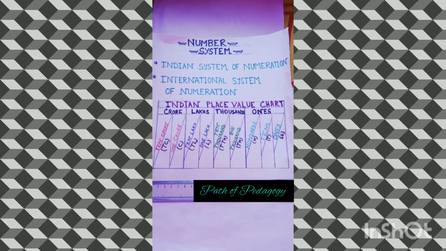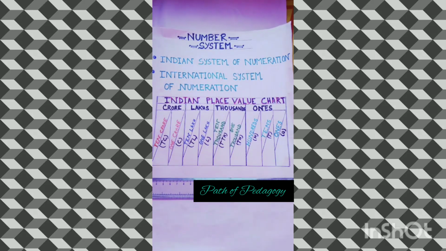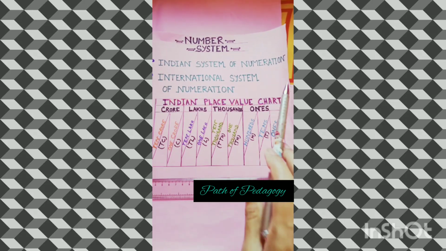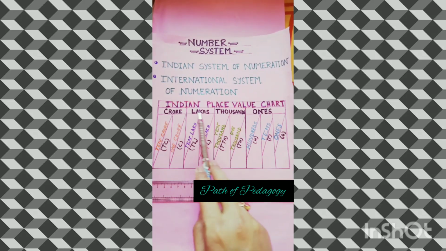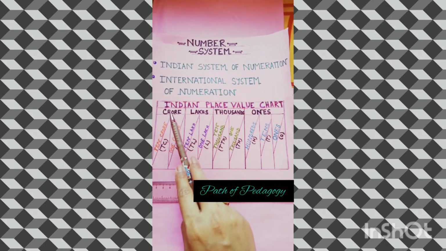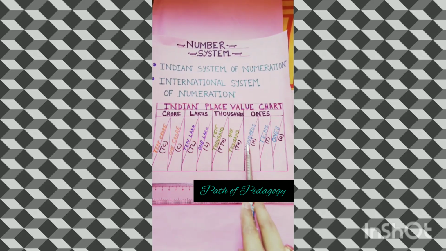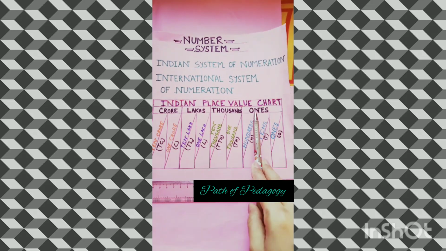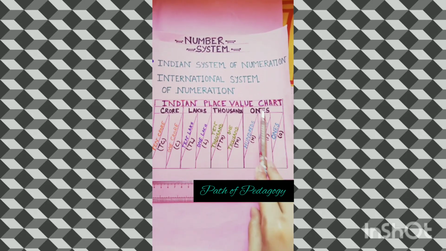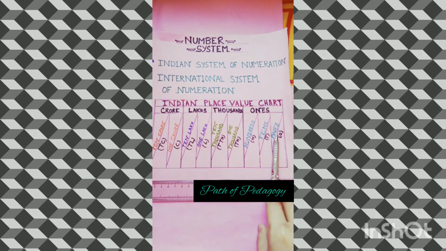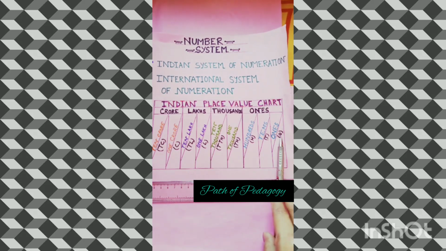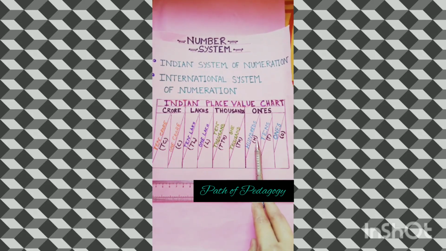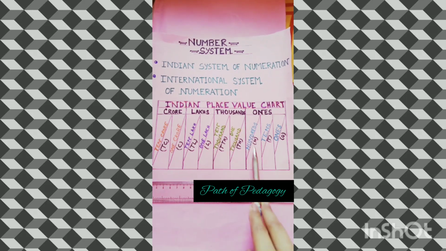Now to understand Indian number system, we have to know first Indian place value chart. Here you can see the places I have written: ones, thousand, lakhs, crore. In each place there are different periods written. First, under ones there are three places: ones, tens, hundred. We will write O for ones, T for tens, H for hundreds. So this is the ones place.